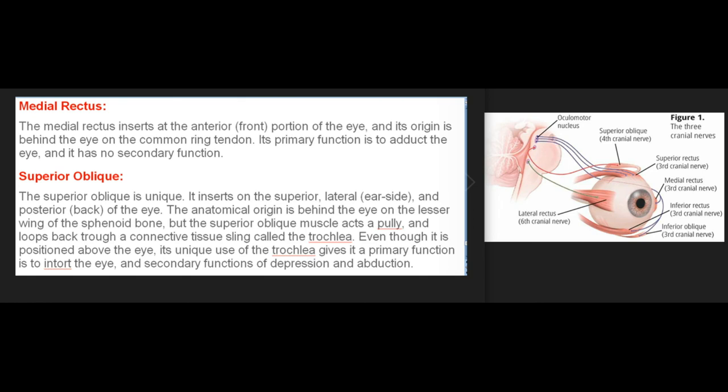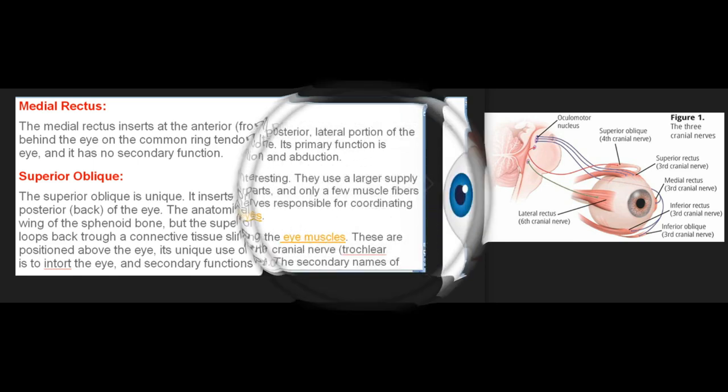Superior oblique. The superior oblique is unique. It inserts on the superior, lateral, ear side, and posterior, back, of the eye. The anatomical origin is behind the eye on the lesser wing of the sphenoid bone, but the superior oblique muscle acts as a pulley, and loops back through a connective tissue sling called the trochlea. Even though it is positioned above the eye, its unique use of the trochlea gives it a primary function to intort the eye, and secondary functions of depression and abduction.